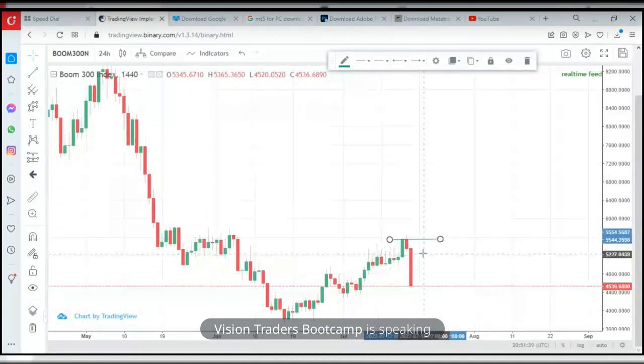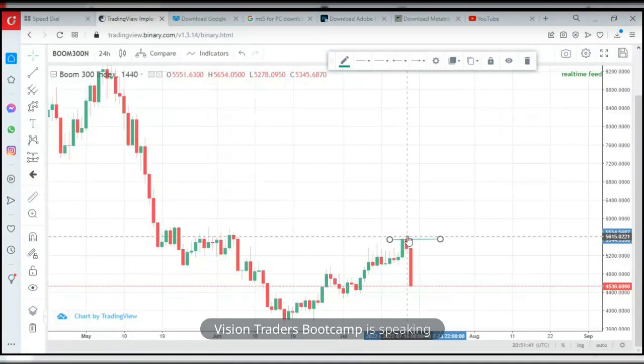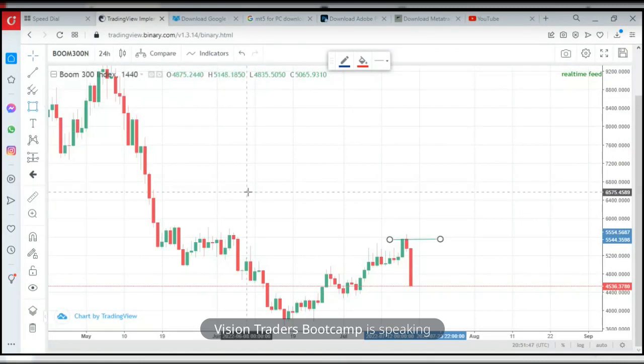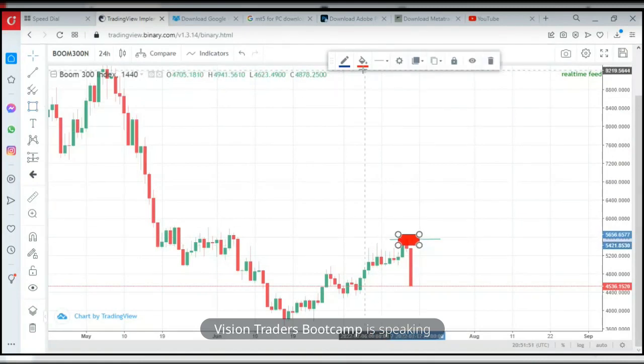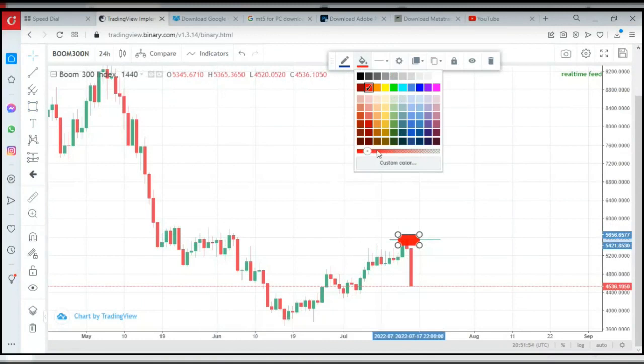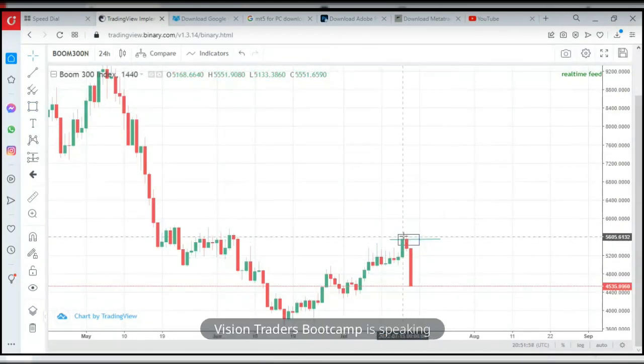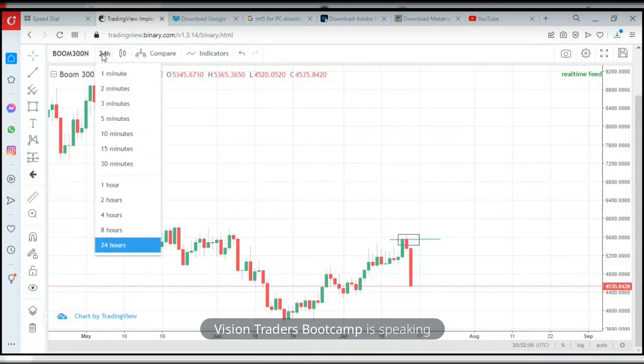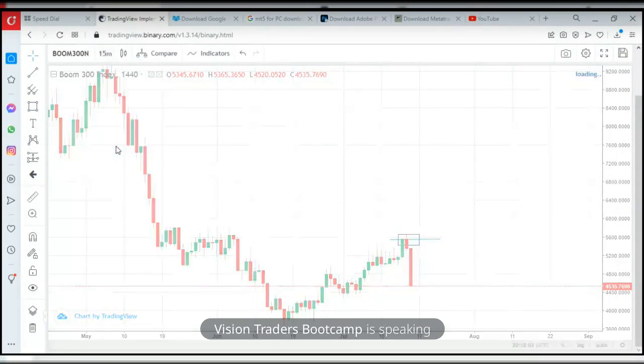Now what happened when I saw that this guy took out that high? I was waiting for a lower time frame entry. So what I simply did was I marked out that region. I marked it out. Okay. So I marked that point of interest out, and I went to a lower time frame.